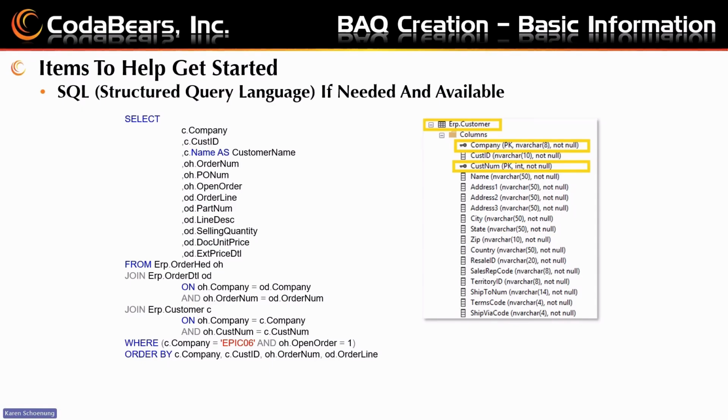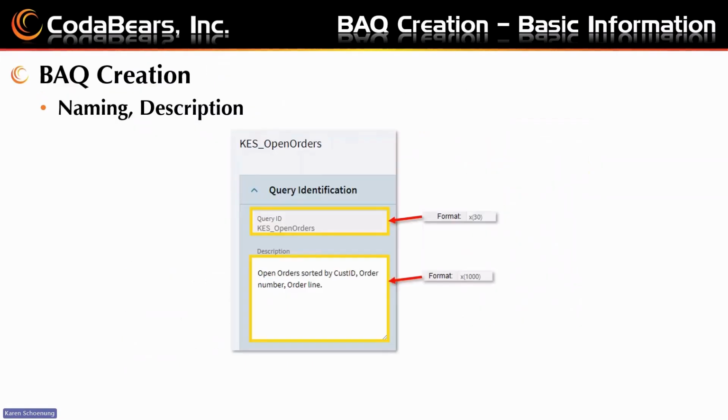For example, here we have the criteria for the open order equals 1, which means true that the order is open. That formula can be used as a criteria in your BAQ. So now we're going on to BAQ creation.